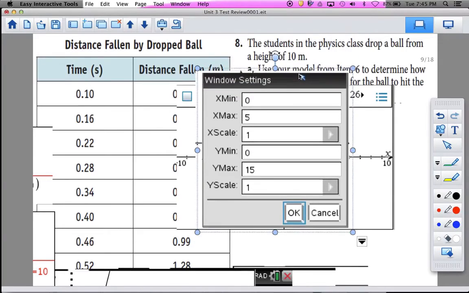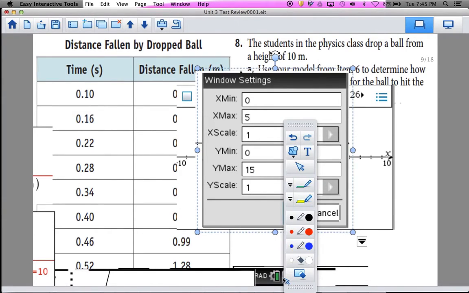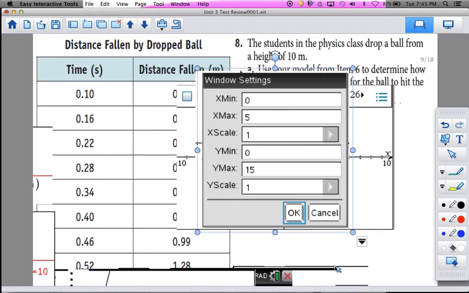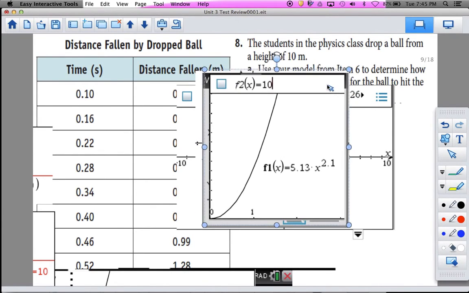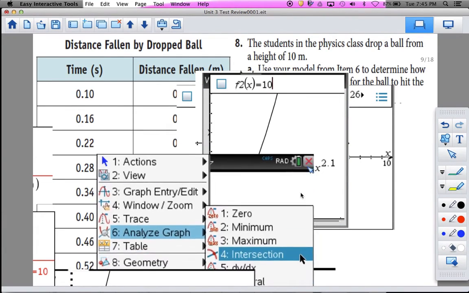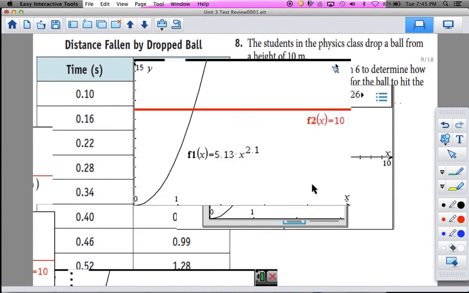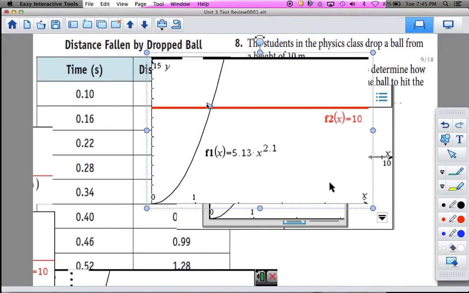Because we want to know how long it takes the ball to drop if it's from 10 meters up, you want your Y maximum to be more than 10. Okay, in this case we did 15. Once you get your window set up, then in F2 of x, you're going to say F2 of x equals 10 and push enter. You get this line. And now all you have to do is find the intersecting point right here.